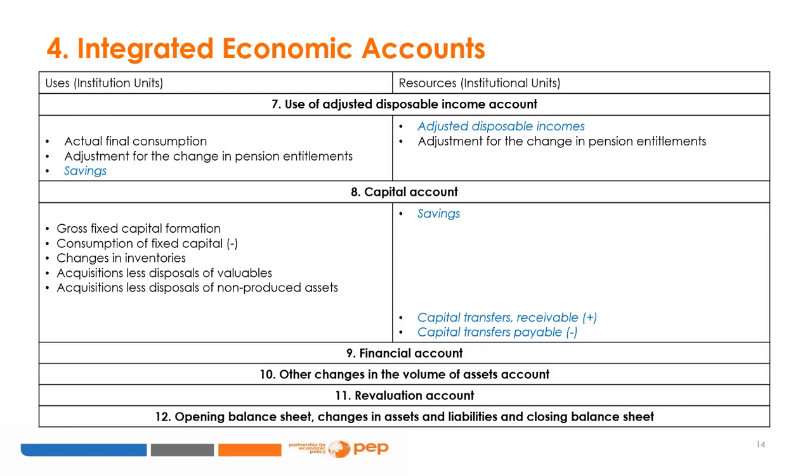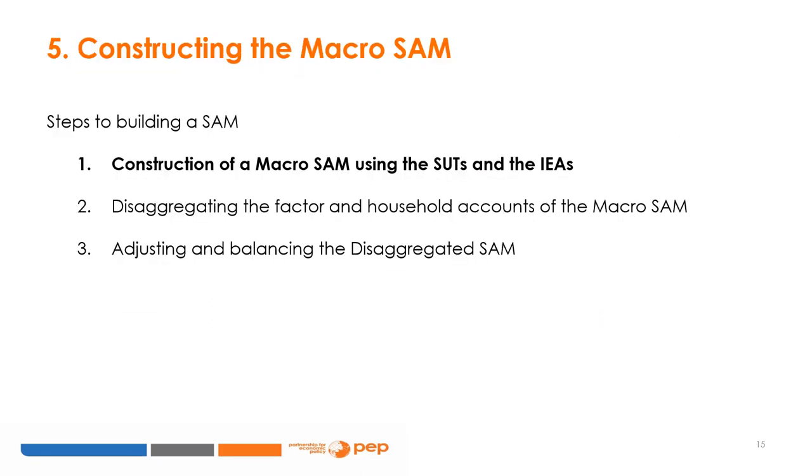The capital account displays the allocation of savings to fixed gross capital formation, consumption of fixed capital, and the changes in inventories. The balance of the account in terms of capital transfers receivable or payable is then transmitted to the financial account. The financial account and other subsequent accounts are not discussed here as they are less relevant in the construction of a standard SAM.